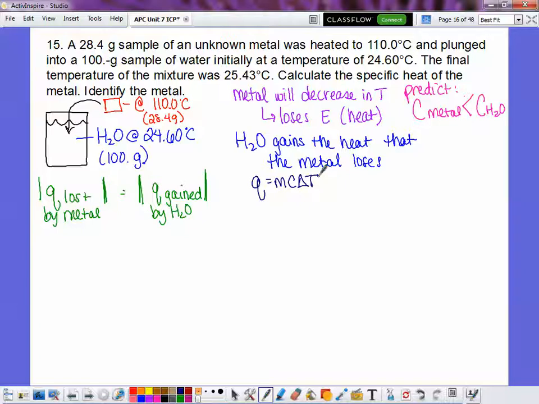Its delta T is positive. We're ending at a higher temperature than where it started. But the Q's, the values themselves, are equal, which is what we said here. Okay? Now, you could do the calculation for Q of the water and then do Q of the metal, or you can do this.